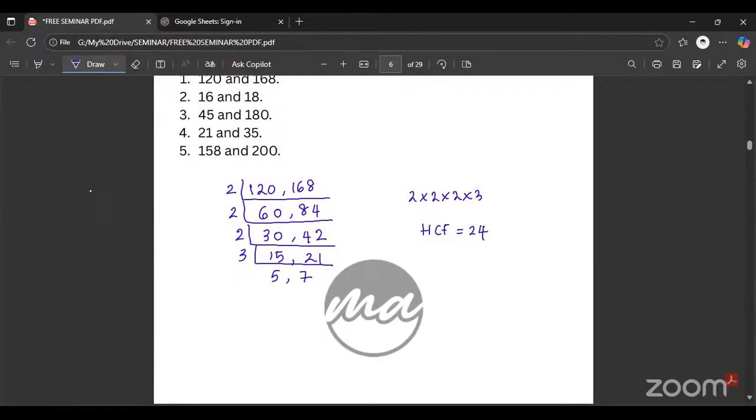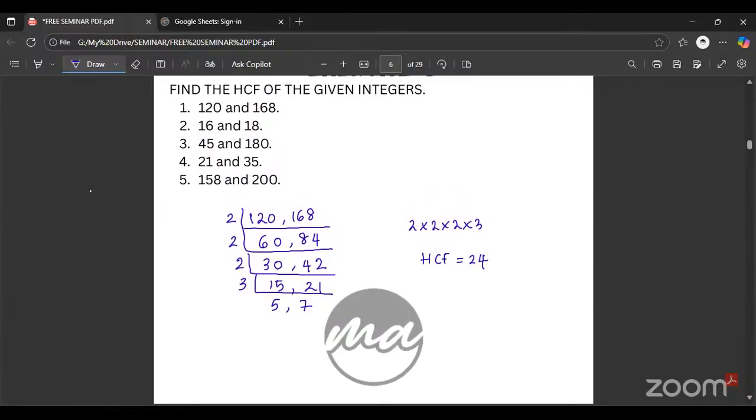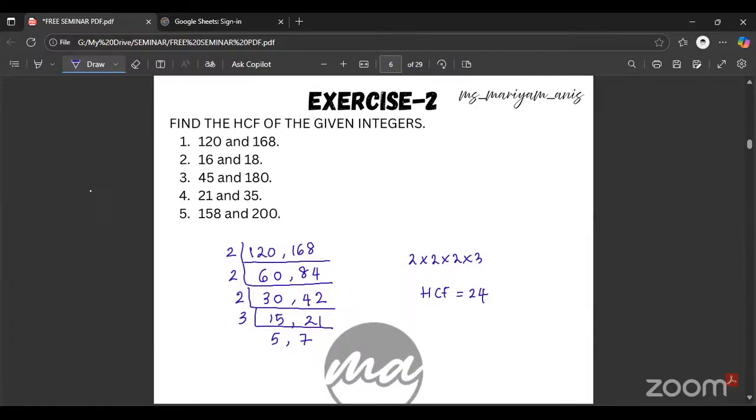Okay, so now it's 4:39. I'll give you time till 4:45. I want you to try the second question and you can write down the first question as well. It's exercise 2.